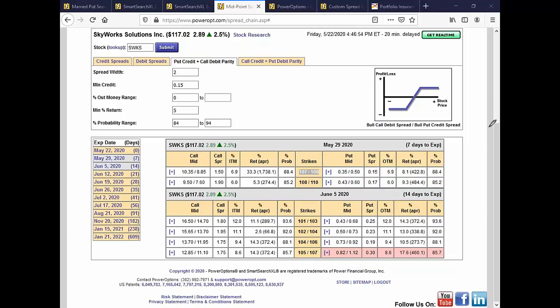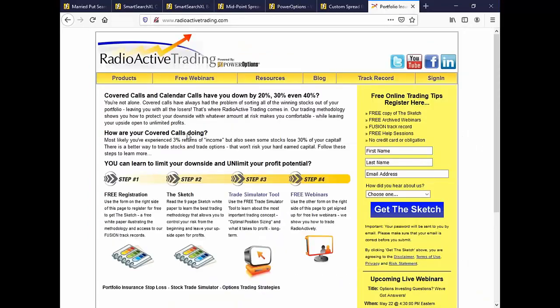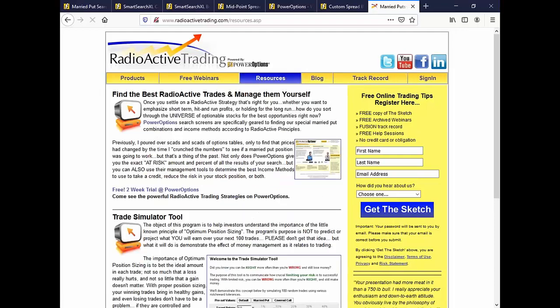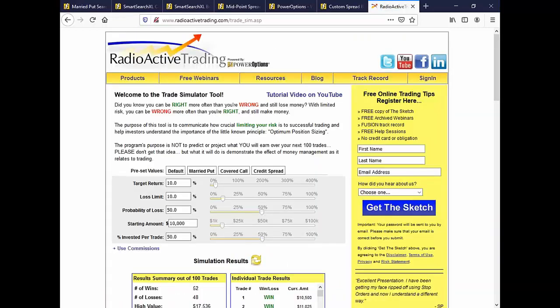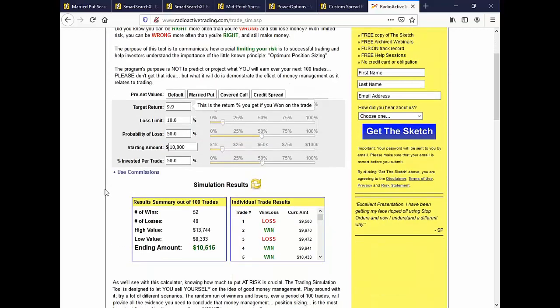To the other point, let's go over to radioactive trading. And I am going to use the resources tab on radioactive trading. We are going to go to what's called the trade simulator tool. And the trade simulator tool allows me to put in values of an expected target win. So I'm planning a spread position, okay? A portfolio.